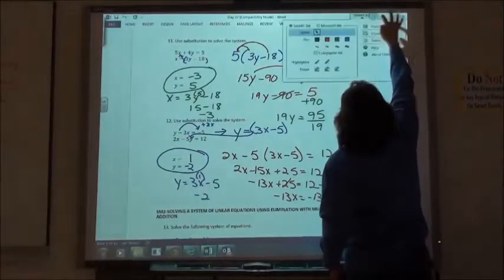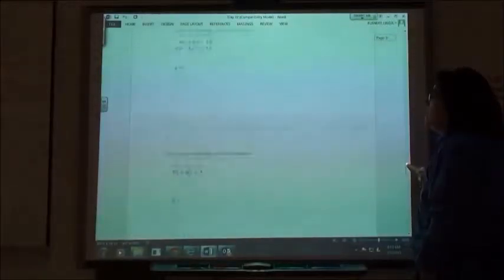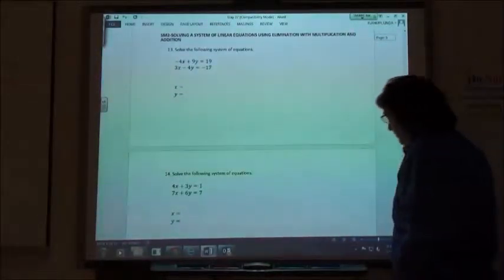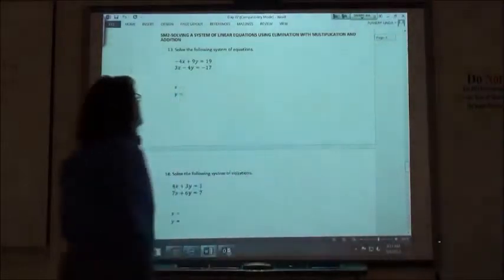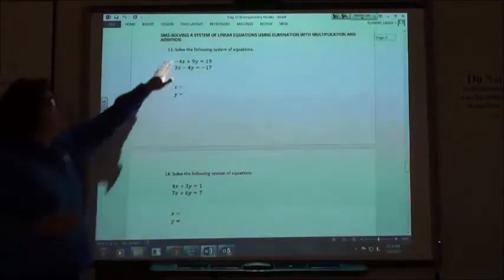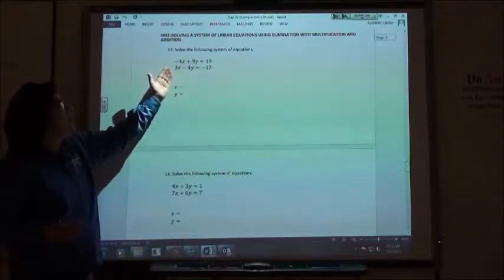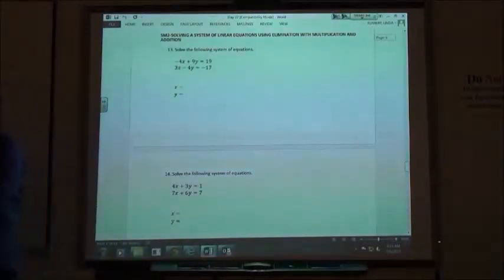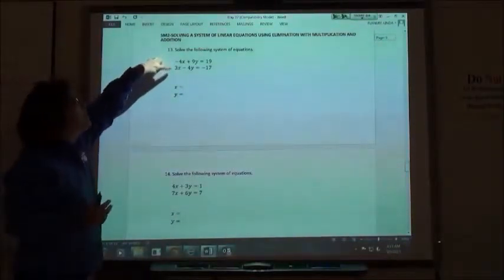The next one's number 13. We are going to solve a system of equations by what they call the elimination method, using multiplication and addition. Our goal: notice I don't have either equation solved for x or for y, and I don't have a plain x or plain y where I can just move something over and solve it easy. So I need to make opposites in front of either my x's or my y's. In this case, I'm going to use my x's because my numbers are a little smaller.